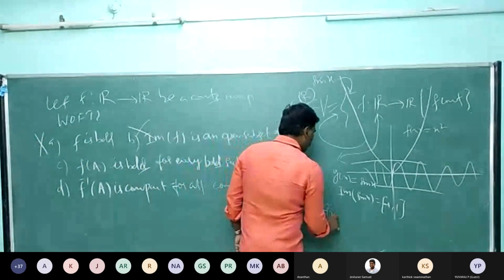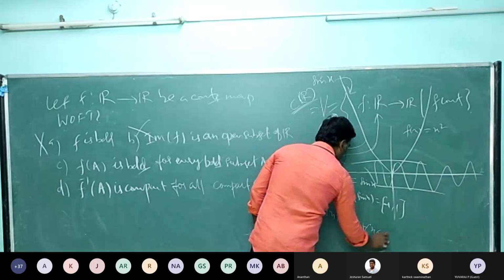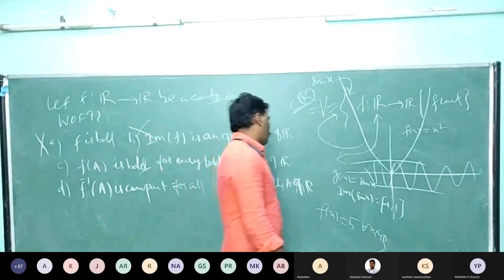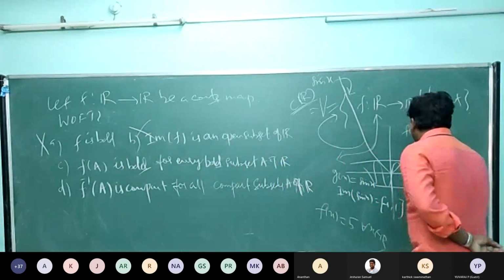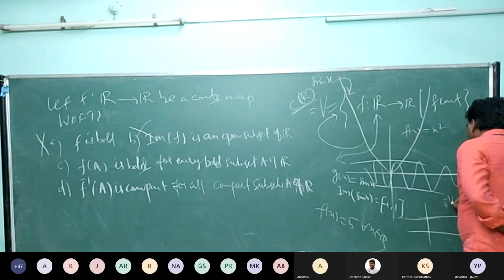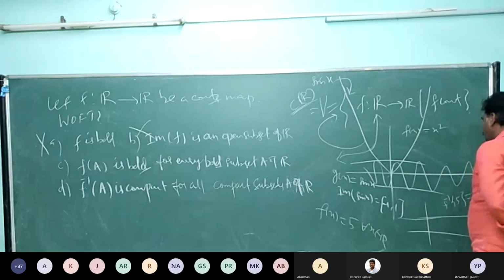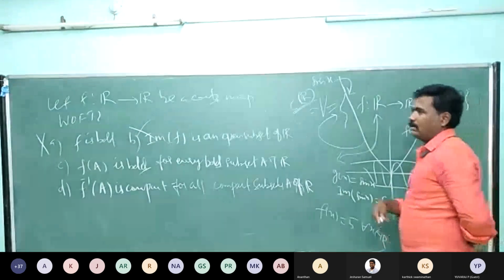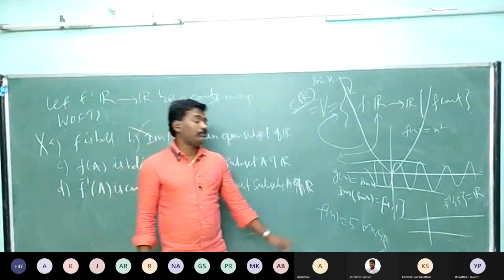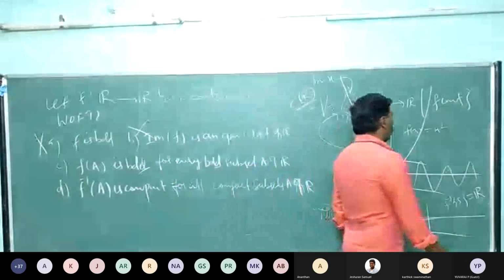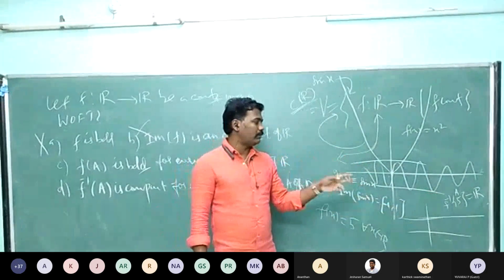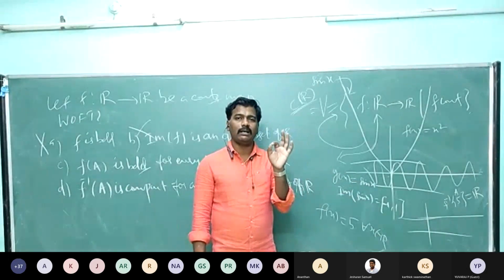So f of x is equal to phi, a constant function for every x in R. This is a constant function whose image is only phi. Now, the inverse image of phi. How does the graph look? Phi, phi, phi, phi, whole R. Now f inverse of phi is equal to whole R, right? Which elements went to phi? All elements in R went to phi because f is a constant function. Now I take A equal to phi, only a single element, a singleton, which is closed and bounded. Therefore, the one-element set is a compact set.